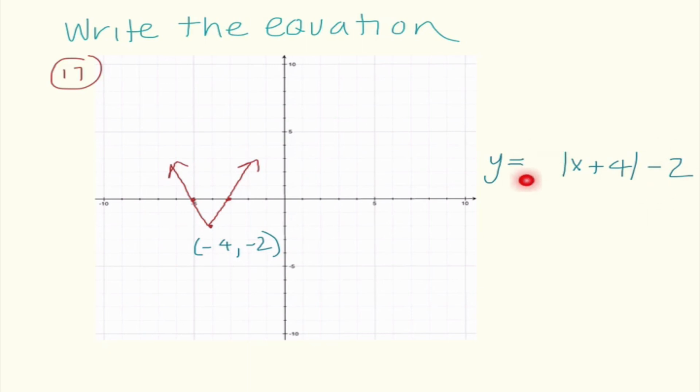The final thing we need to figure out is our a value, so I'm going to look at our slope. So here it looks like it's going up 2 to the right 1, so that would be a slope of positive 2. So this would be the equation to our function. Okay, now it makes sense that this is positive because our v is going up. If this value is negative, we know our v would be opening down.